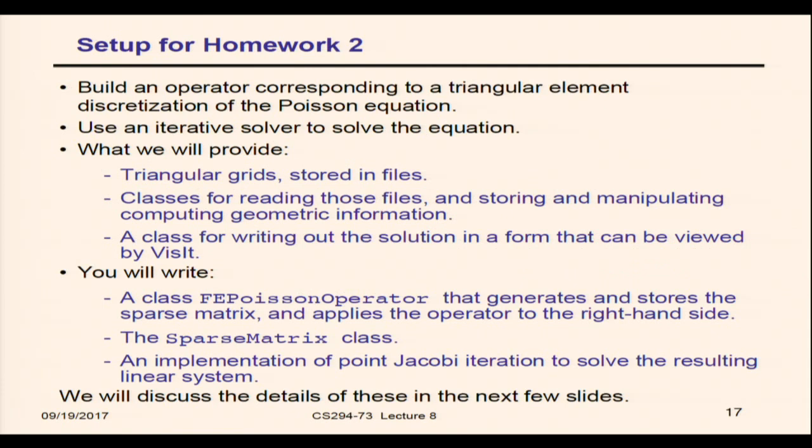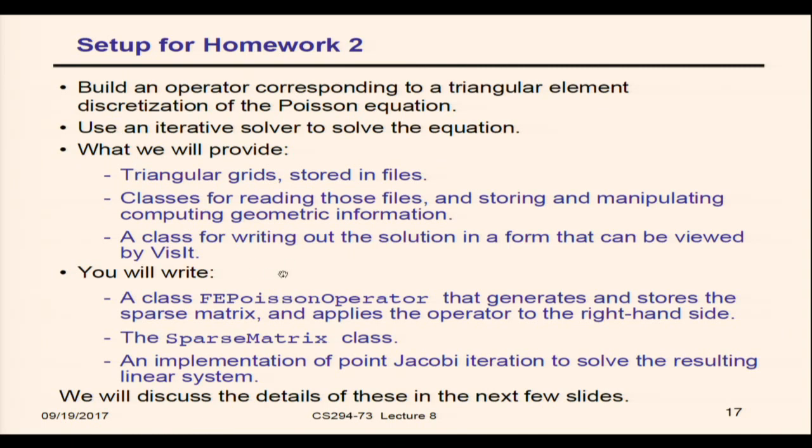So what's the setup for homework 2 going to look like? We're going to build an operator corresponding to a triangular element discretization of Poisson equation. We'll use an iterative solver to solve this equation. What's going to be given to you? We're going to give you triangular grids that are stored in files, and classes for reading those files, storing and manipulating them, and computing geometric information. And then a class for writing out the solution in a form that can be viewed by VisIt. So in some ways, more of the kind of framework that you got in the first assignment, except you're going to be asked to do more here.